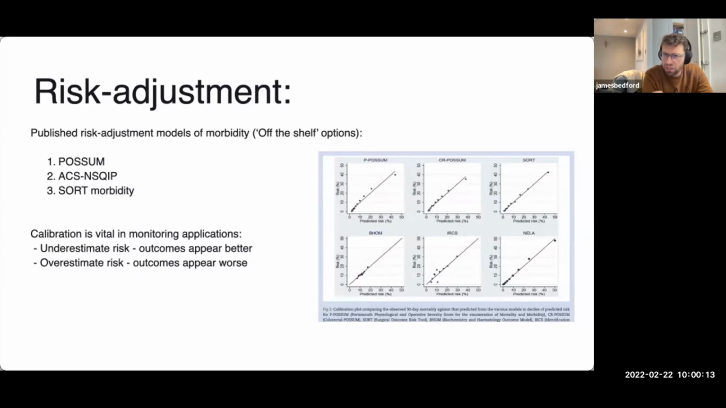It can be purely statistical, based on the model underestimating risk. And if it overestimates risk, it's going to make outcomes appear worse than they actually are over time. So that calibration is really important.